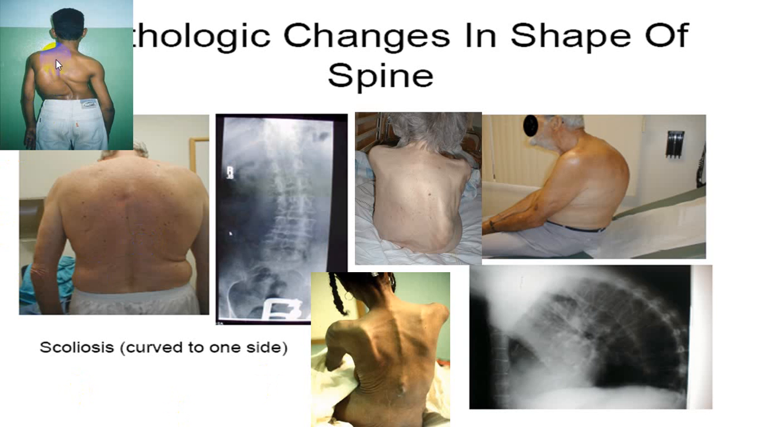So a good number of deformity photographs are here. You can see scoliosis with a little amount of kyphosis. This is kyphosis. This is scoliosis with kyphosis.